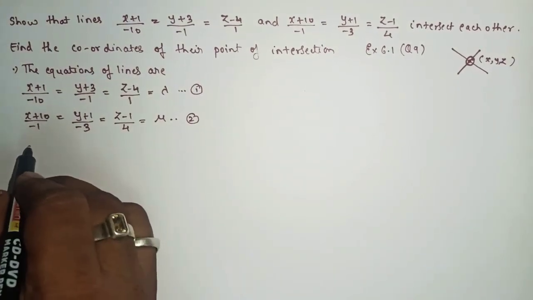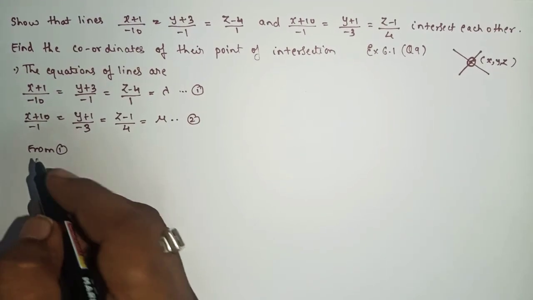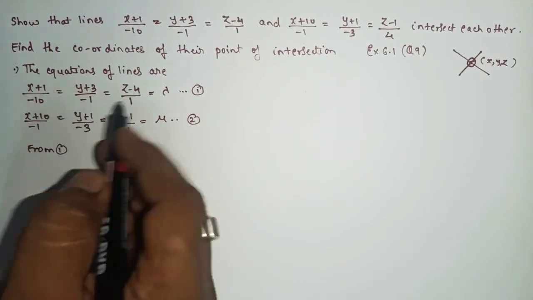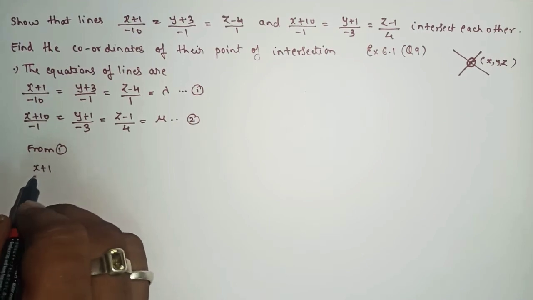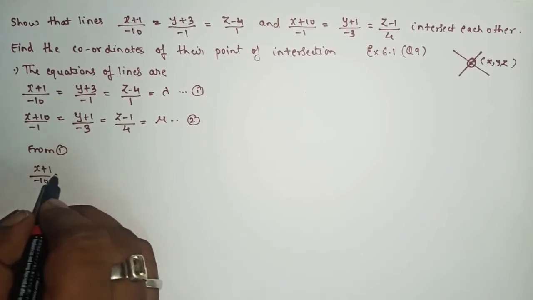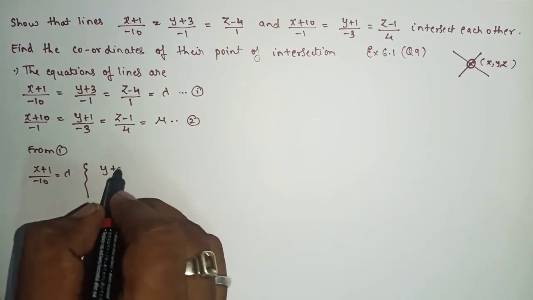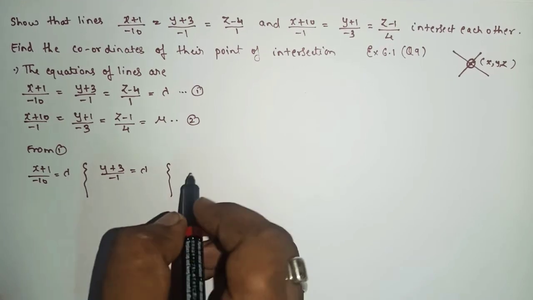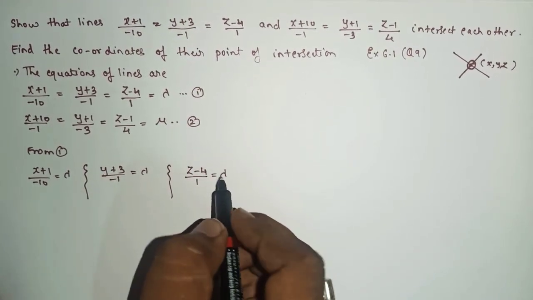So now from 1, we'll solve this part and find the coordinates x, y and z. So (x plus 1) upon minus 10 equals lambda, (y plus 3) upon minus 1 equals lambda, and the third is (z minus 4) upon 1 equals lambda.